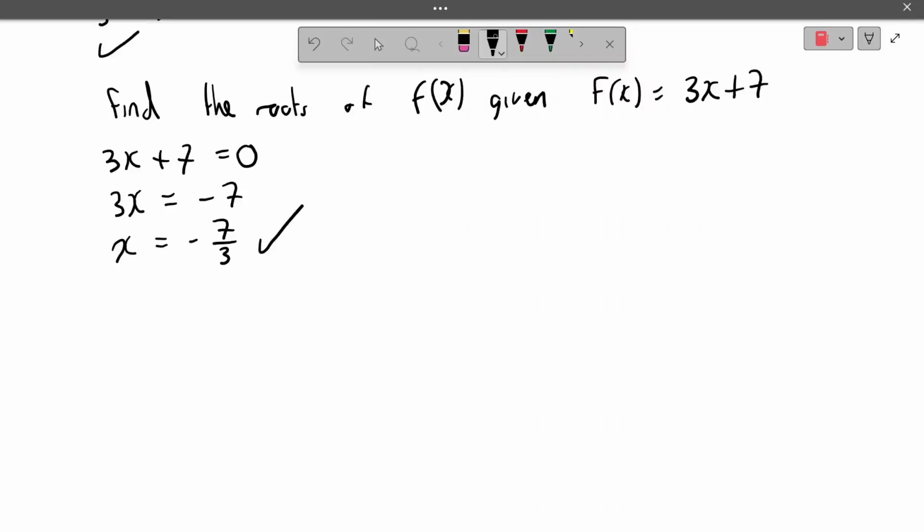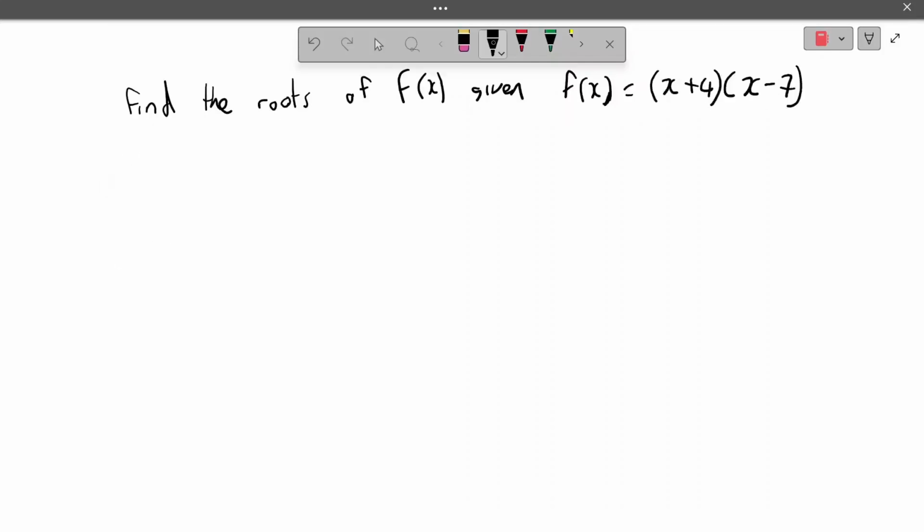Now you could obviously have quadratics, which we're going to do in a moment. Let's have a little look at this next one. Find the roots of f of x given f of x equals x plus 4 in brackets and x minus 7 in brackets. So all this really is 0 equals x plus 4, x minus 7. It might be worth going back to quadratics in 2.1 if you're not 100% sure on these things. But really, what we've got is x plus 4 equals 0, or x minus 7 equals 0.